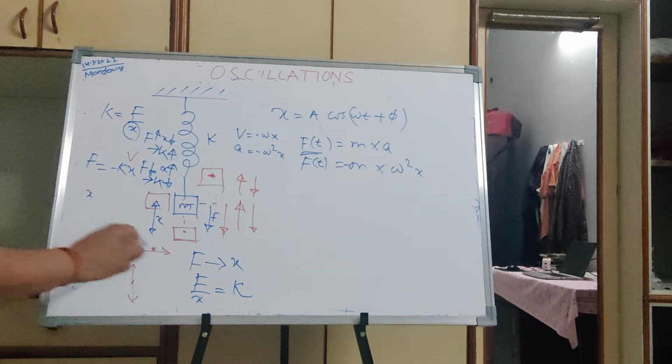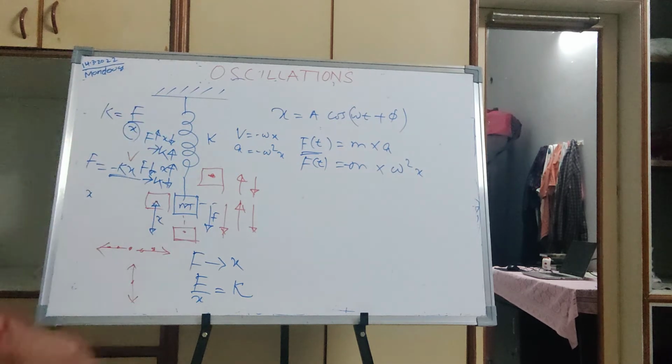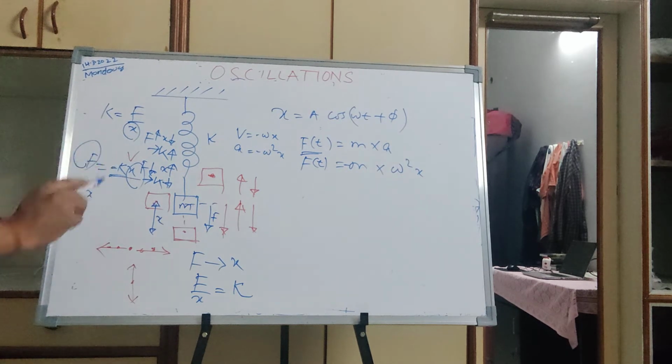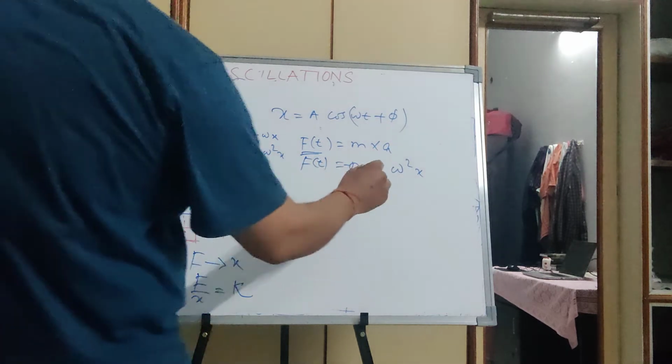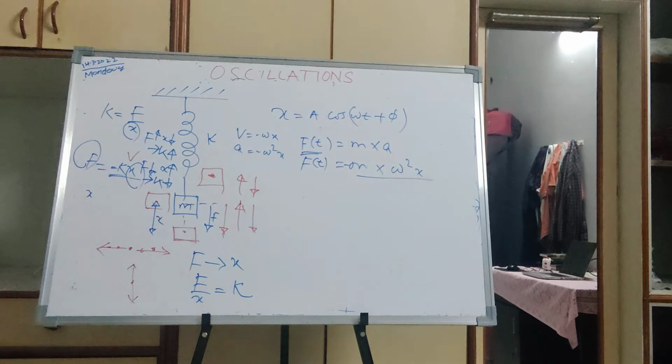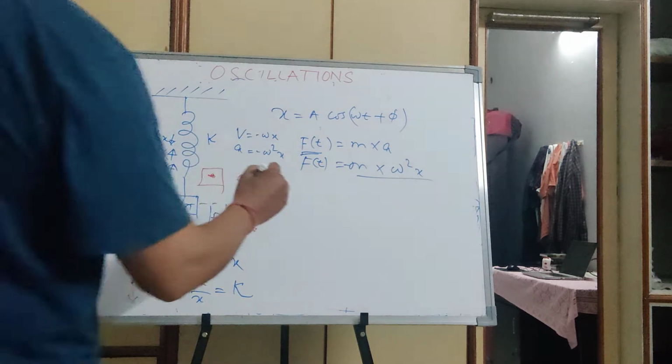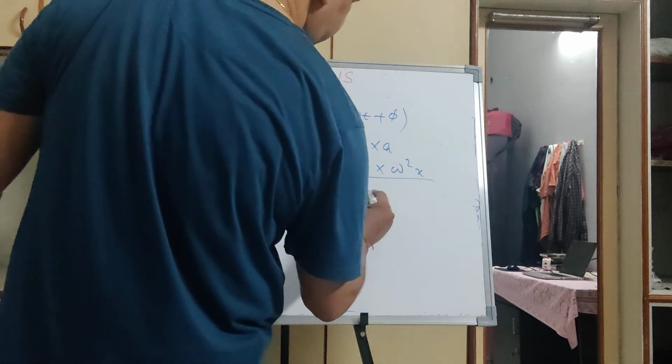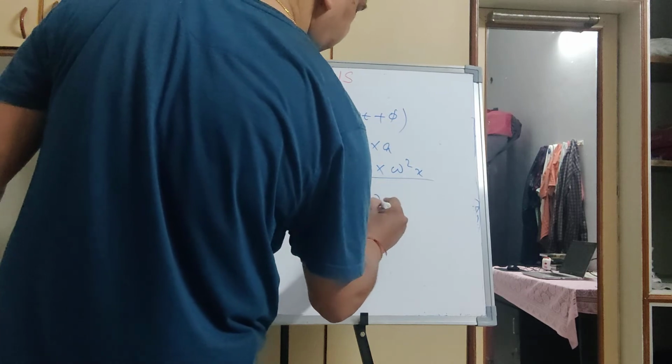Okay. So F is equal to minus kx. Why? Because when the displacement is going down, the force will try to restore it. So force and displacement are in opposite directions. That's why you have to put a negative sign. So F is equal to minus m omega square x. That is one equation. Another equation is F is equal to minus kx.